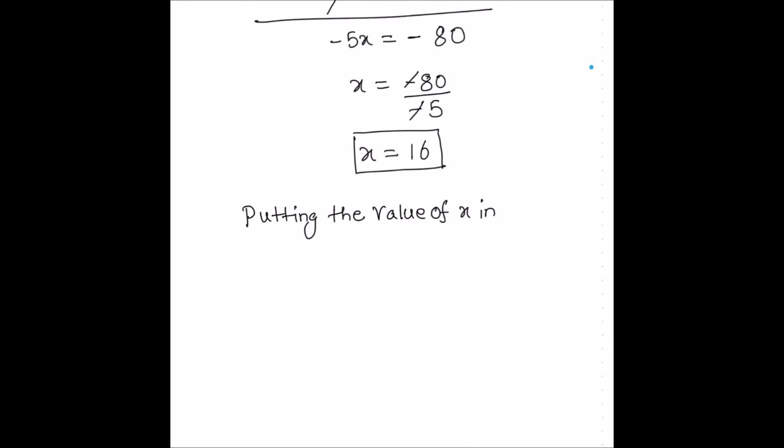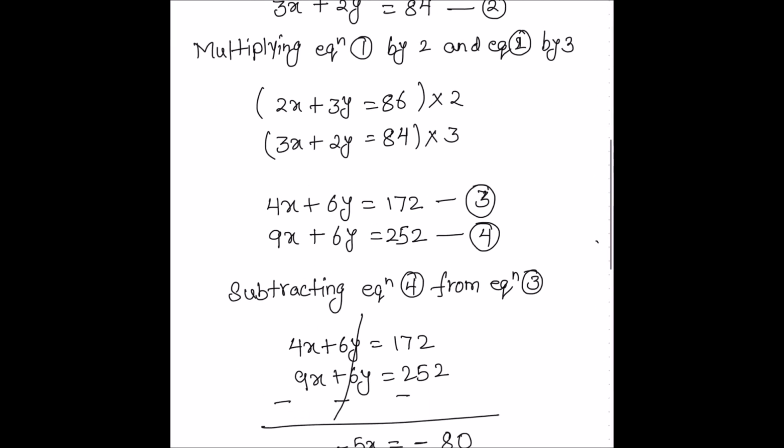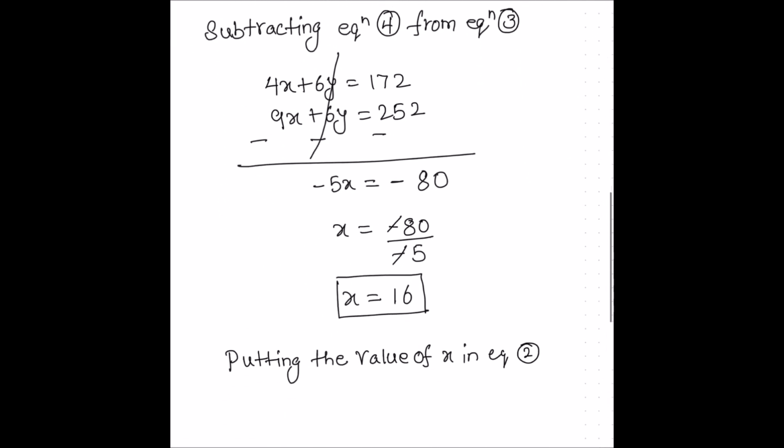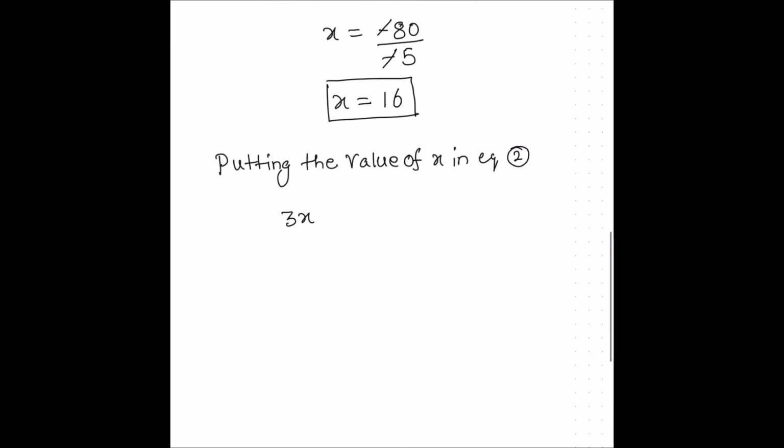So putting the value of x in equation 2. Equation 2 is 3x plus 2y equals 84. We can put the value of x in any of the equations, but equation 2 is a simpler one, so we are going to put it in this one. So 3 times x will be 3 times 16 plus 2y equals 84. 3 times 16 is 48 plus 2y equals 84.